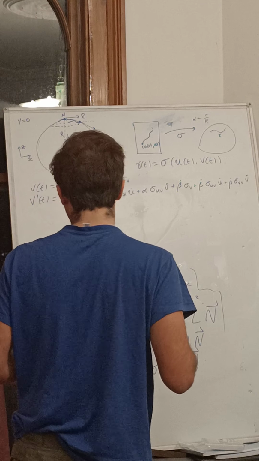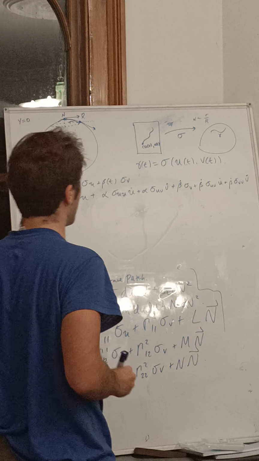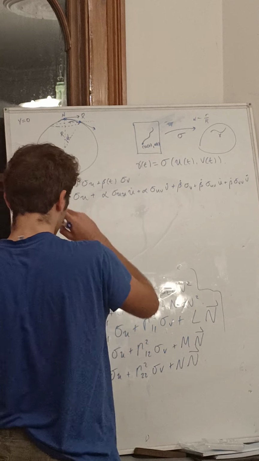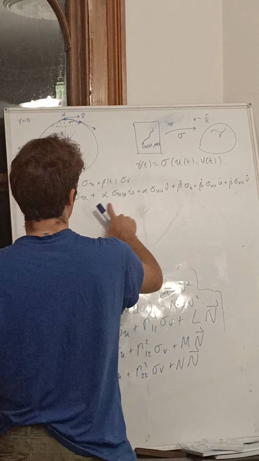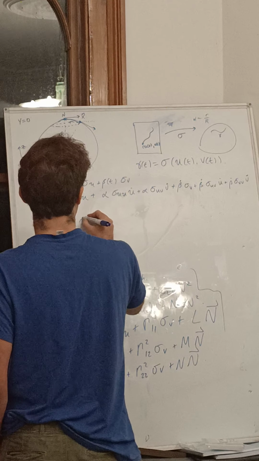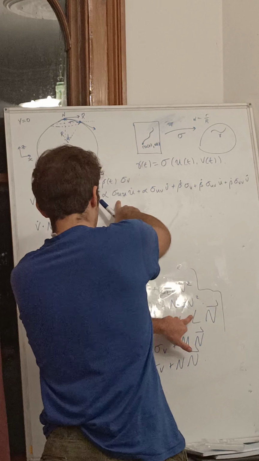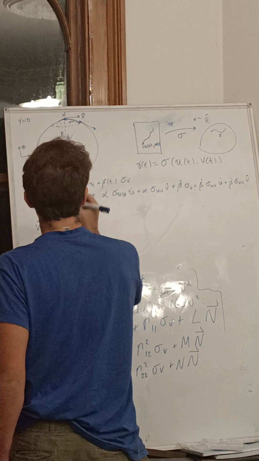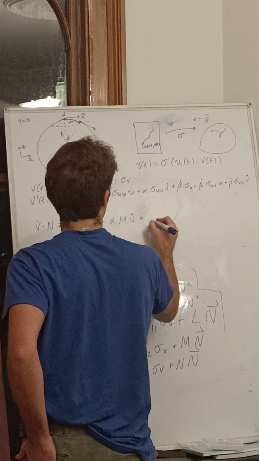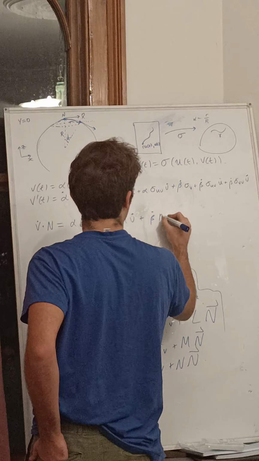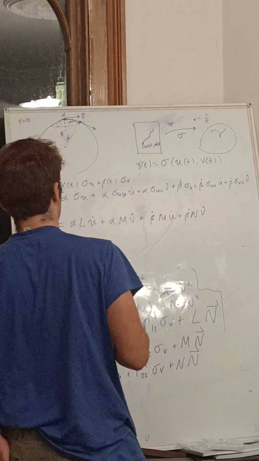Now I also want to figure out this dotted with the unit normal, because that features in the definition of the covariant derivative. Well, I know that this term is going to vanish, this term is going to vanish as well. So I'm left with the remaining terms: alpha L u dot plus alpha m v dot plus beta m u dot plus beta n v dot.